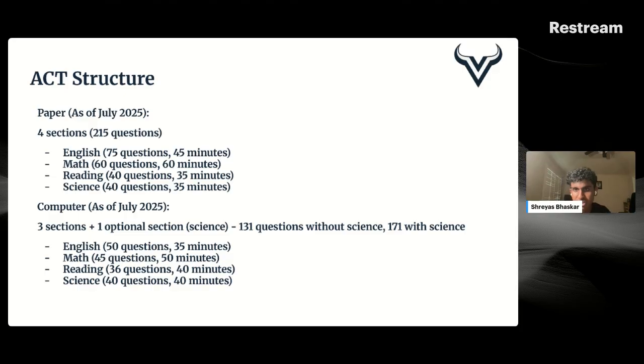So for each subsection, English has 50 questions, 35 minutes. Math has 45 questions, 50 minutes. Reading, 36 questions, 40 minutes. Science, 40 questions, 40 minutes. The key takeaway here is that obviously the timing seems to be easier on the newer ACT. And yeah, if it's the same level of questions, the same quality of questions, definitely the computer ACT will be easier to take.